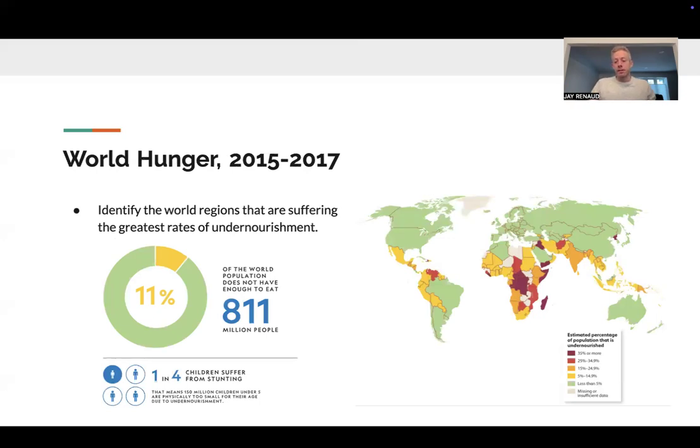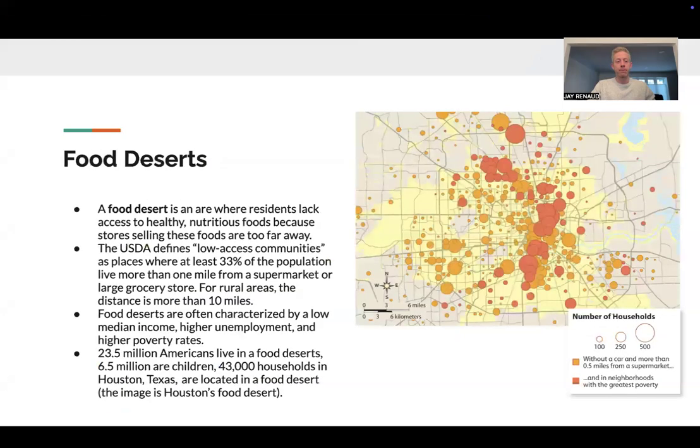Take a look at this map and see what world regions are suffering the greatest rates of undernourishment. And hopefully you're coming up with an answer of sub-Saharan Africa. We need to know our regions. That region is sticking out there with the most food insecurity. You might say Southwest Asia as well, some Southeast Asia, parts of South America, but sub-Saharan Africa is far and away the most food insecure region.